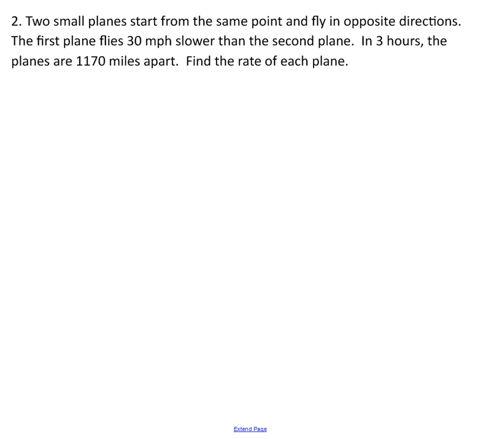So here's some more from section 2.3, another uniform motion problem this time. Problem number 2 says two small planes start from the same point and fly in opposite directions. We know that the first plane flies 30 miles per hour slower than the second plane, and in 3 hours the planes are 1,170 miles apart. So we want to find the rate of each plane.